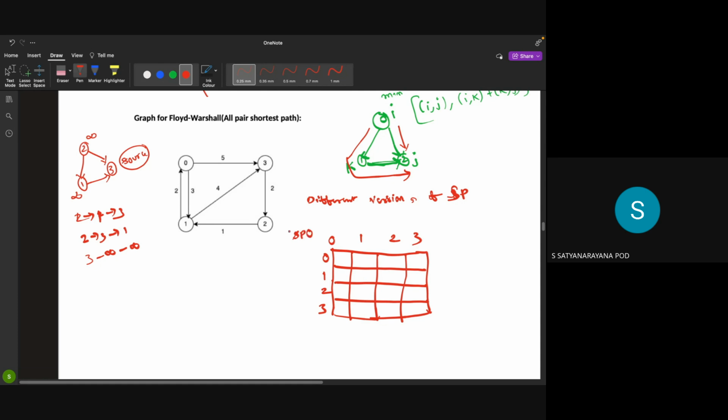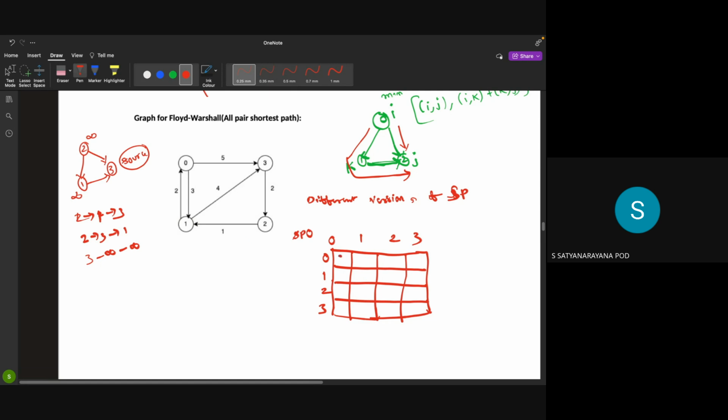So the shortest path 0 means we are trying to find 0 to other vertices. What are all the possibilities? So let it be then. We are trying to do that. 0 to 1. Sorry, first I have to fill it.